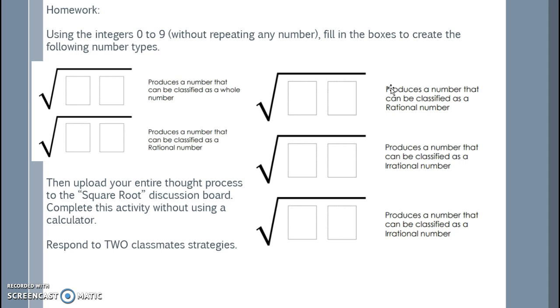Homework: using the integers 0 to 9 without repeating any number, fill in the boxes to create the following number types as classified. Then upload your entire thought process to the square root discussion board. Complete this activity without using a calculator. I want to see all of your work and your thought process, and then respond to 2 classmates' strategies.